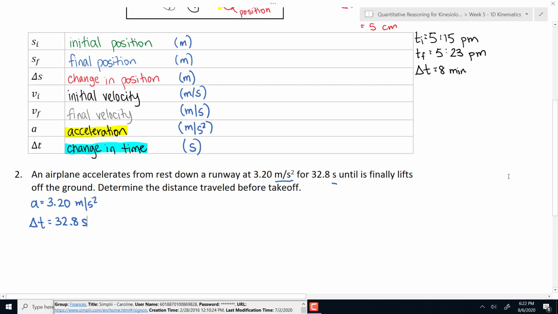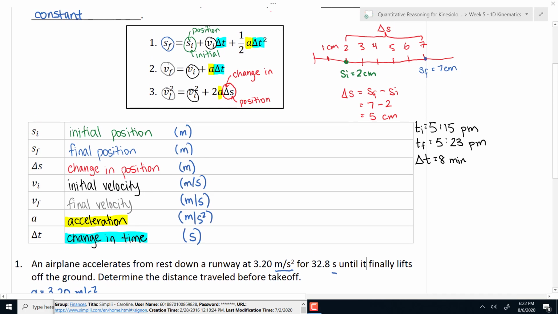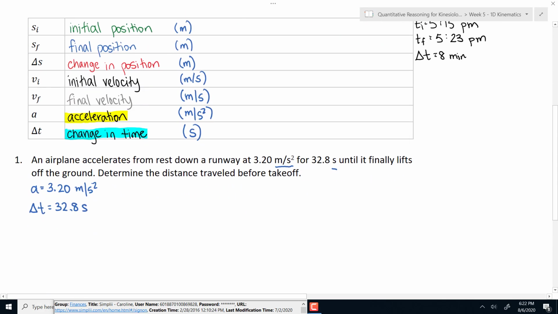Okay. Determine the distance traveled before takeoff. This should say it. The distance traveled before takeoff. So this is how far it's traveled. It's not the initial position. It's not the final position. It's the change in position. It's how far it's traveled. Just like in this ruler example, we started off at 2 centimeters. We finished at 7, but the distance traveled is 5 centimeters. So we're looking for delta S. That's our question mark. That's what we're looking for.